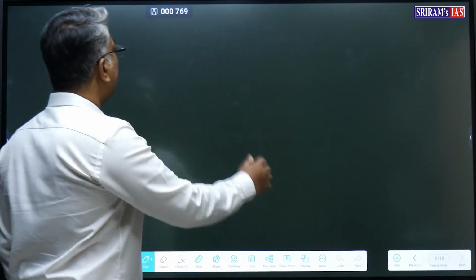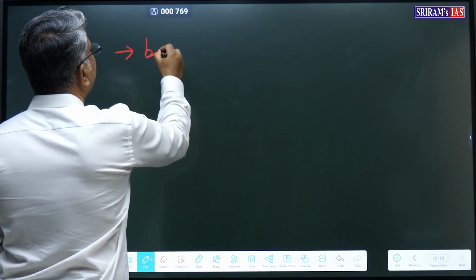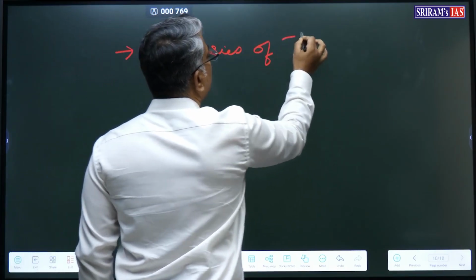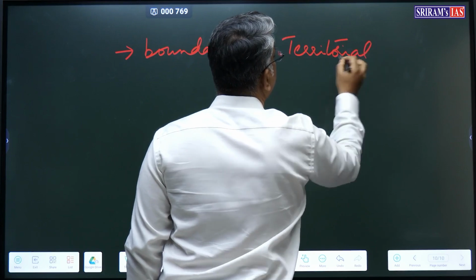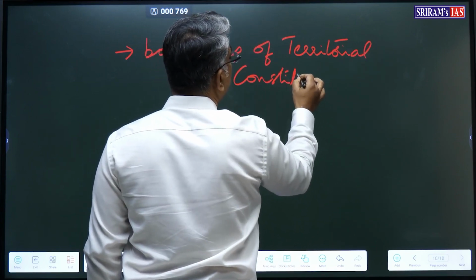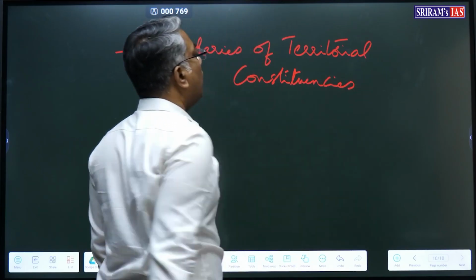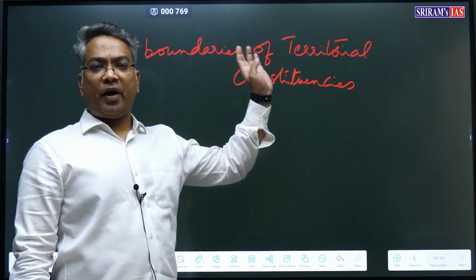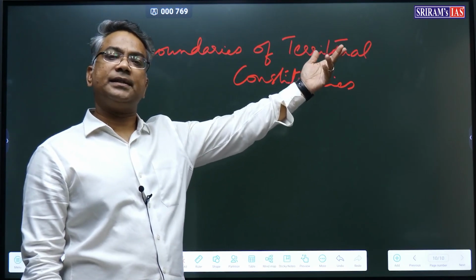Now, what about the boundaries of territorial constituencies? As you already know, for the purpose of election, the state is divided into territorial constituencies. Now, what about the boundaries of the territorial constituencies? Where is it frozen, or on what basis, on what census basis has it been readjusted?